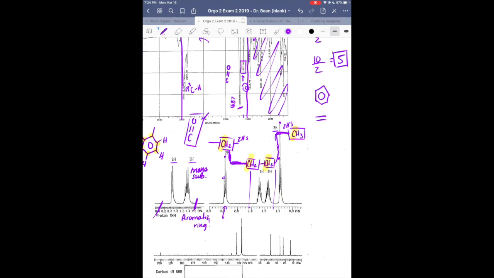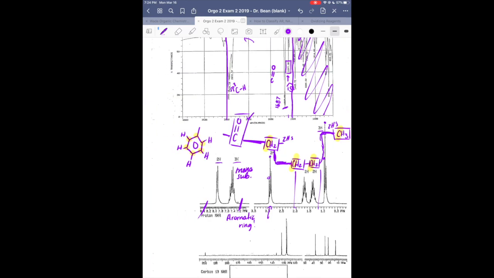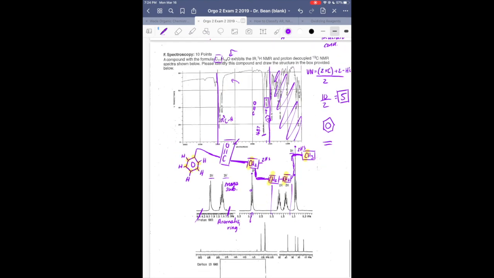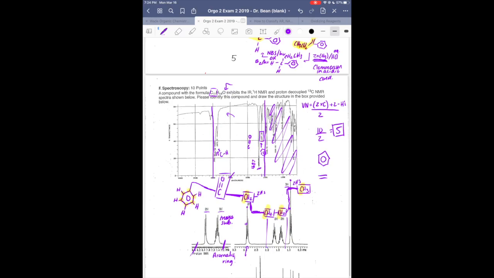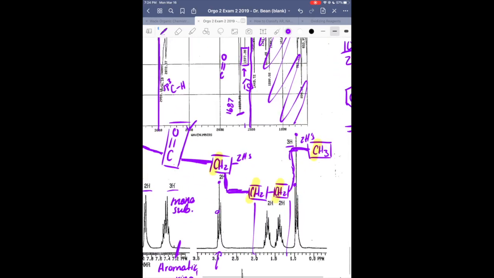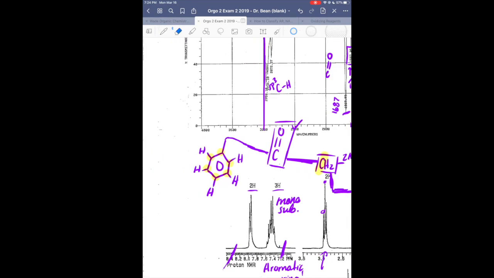How come this CH2 is so downfield? At 3.0, it's not 4.0, so it's not direct, it's not like an ether, but it's connected to the carbon that has the oxygen on it. And there's only one more place for this to be connected, and that's to the benzene ring. And that satisfies that the benzene is mono-substituted.